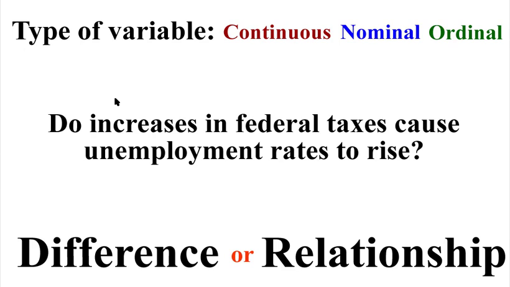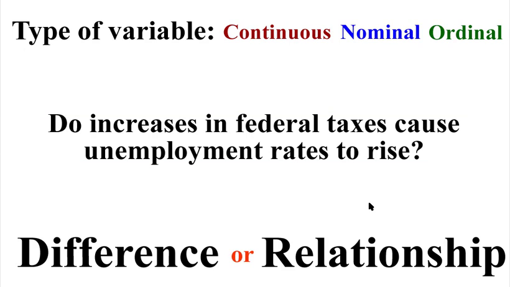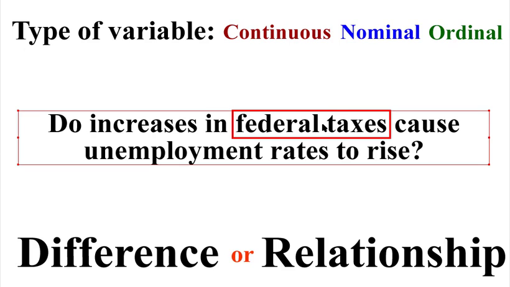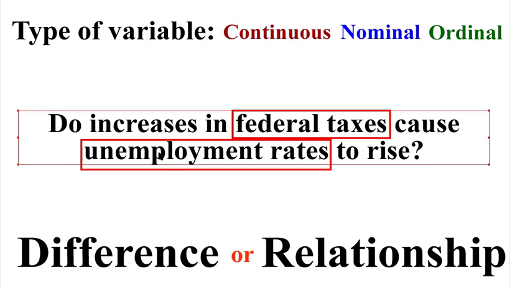Do increases in federal taxes cause unemployment rates to rise? So you're looking at the variables. Identify all the variables in there. Remember, a variable is any characteristic that can change from person to person or item to item, whatever you're talking about there. So what can change here? First thing is federal income taxes changes from person to person. So it varies. That's a variable. And what else changes? Unemployment rates. They change, right? They go up and down. So both of these kind are variables.